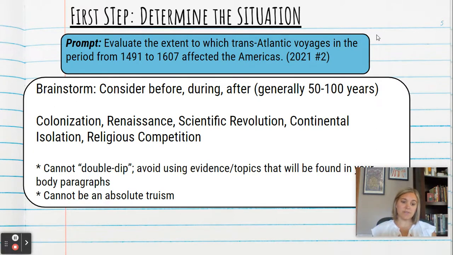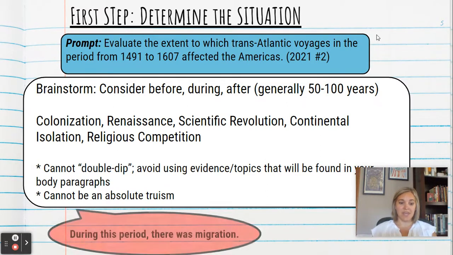I also describe something called an absolute truism, which is one of the most common errors that students make when writing contextualization. They write something like this: during this period there was migration, and that simply is just much too vague. It doesn't show that they actually know anything about the period. They have to provide enough evidence to show that they know what's happening.